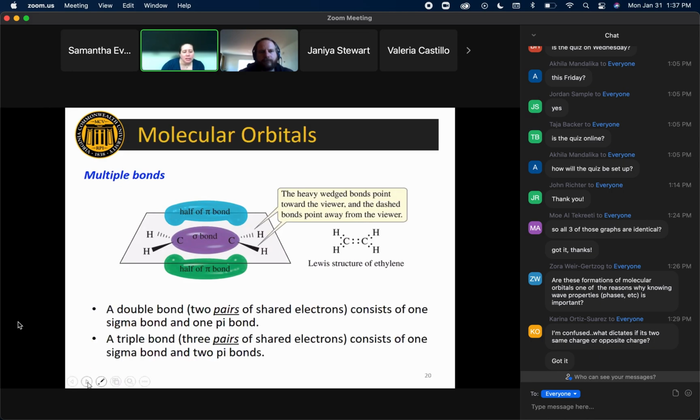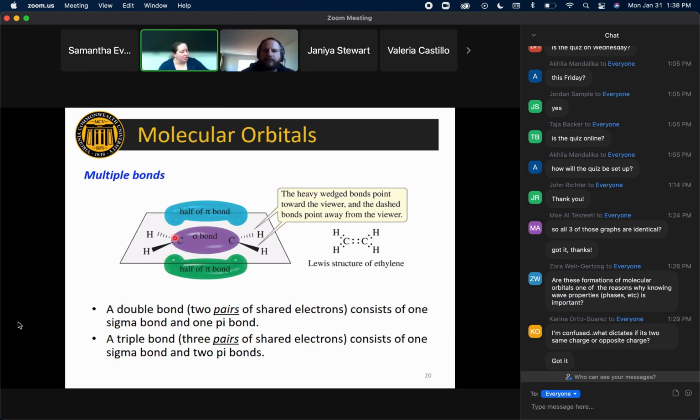And I want to take a moment to be clear about terminology here. A double bond, when we're sharing 2 pairs of electrons between 2 atoms, is made up of 1 sigma bond and 1 pi bond. So a pi bond is not a double bond, right? A pi bond is the second bond of a double bond. Some people get a little loosey-goosey with this terminology, but I want to be clear about it for you guys. Also, a triple bond, which involves, of course, 3 pairs of shared electrons, would be made up of 1 sigma bond and 2 pi bonds.